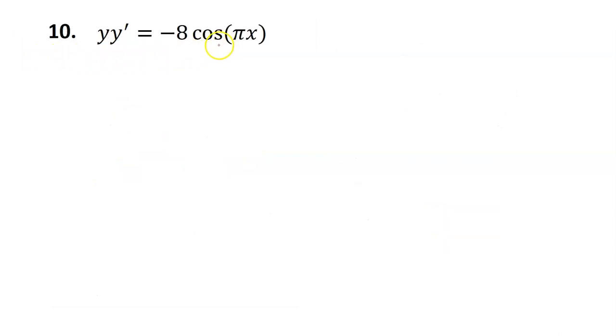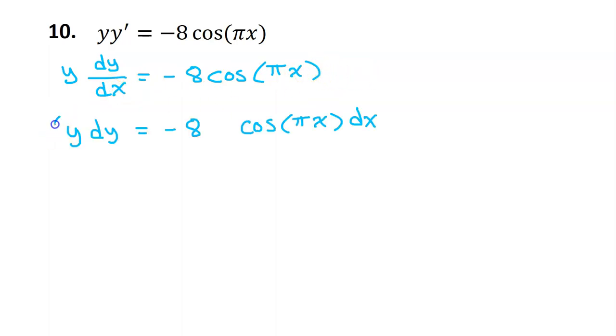Ooh, trig functions. First, let's rewrite this replacing y prime with dy dx. If we multiply both sides by dx, it'll move the dx over here. Let's integrate both sides of the equation, and I'm choosing to leave the negative 8 out in front. On the left-hand side, the antiderivative will be 1/2 y squared.